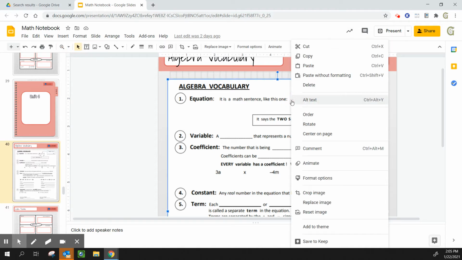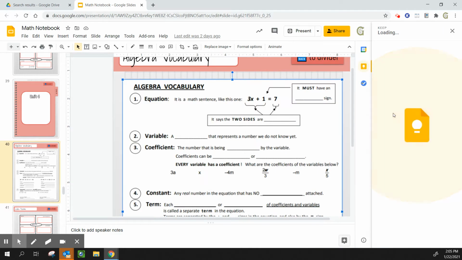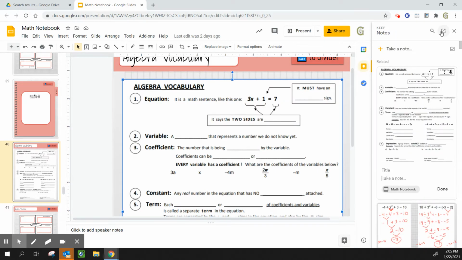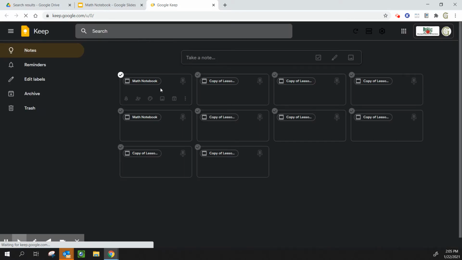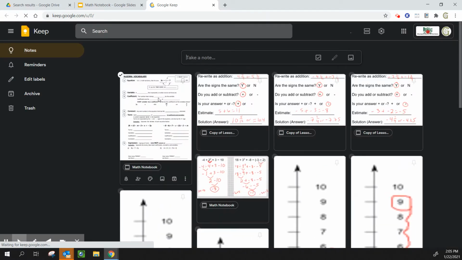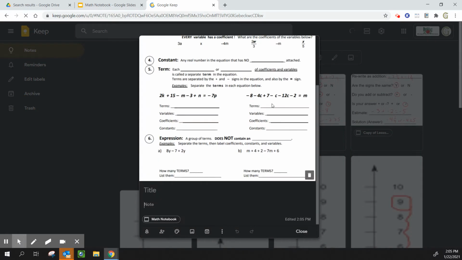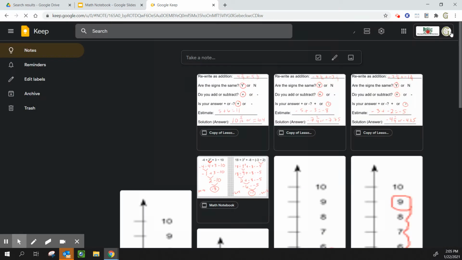So I'm going to right click on it, save to keep, click the box with the arrow to open up a new window. Click again so you get the little pen.